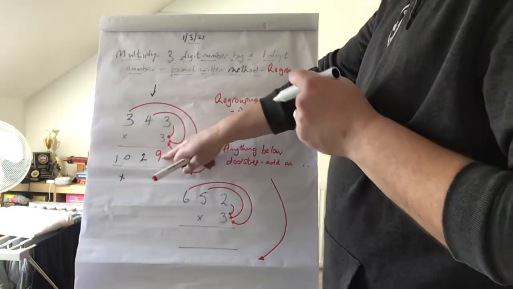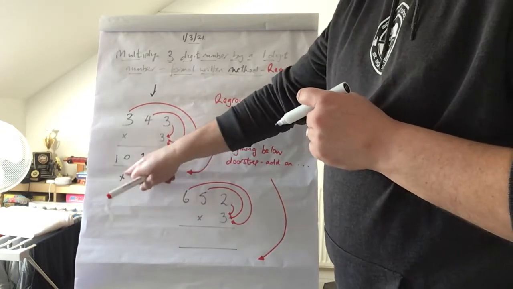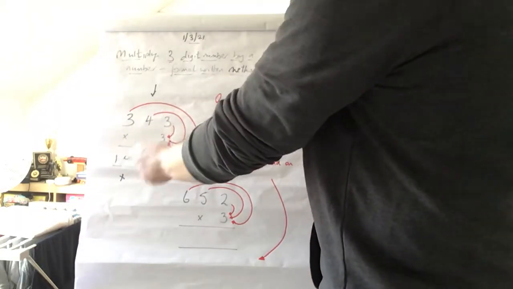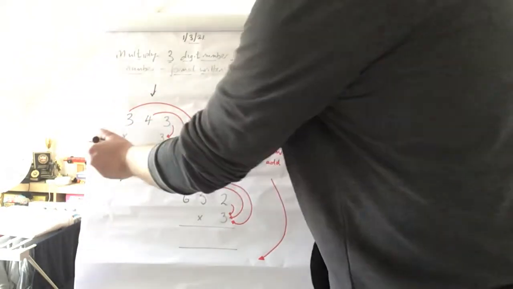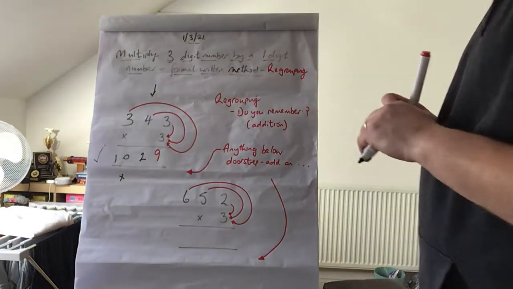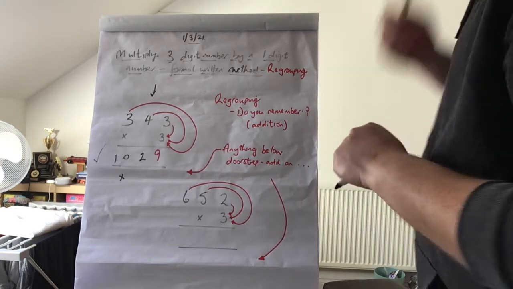3 times 3 is 9. 4 times 3 is 12. You write your 12 as a 2 and a 1 in the 100s column because that's the number you're going to regroup. 3 times 3 is 9. Add on the 1, 10. That is the answer to that question. That's how efficient and how simple regrouping is when we're using the formal written method. We'll do one more just to show you how simple it is.